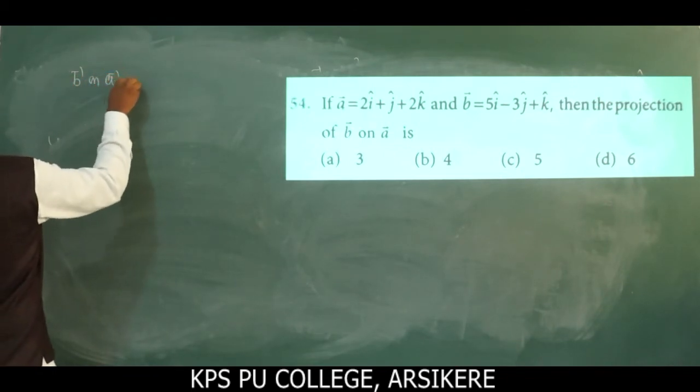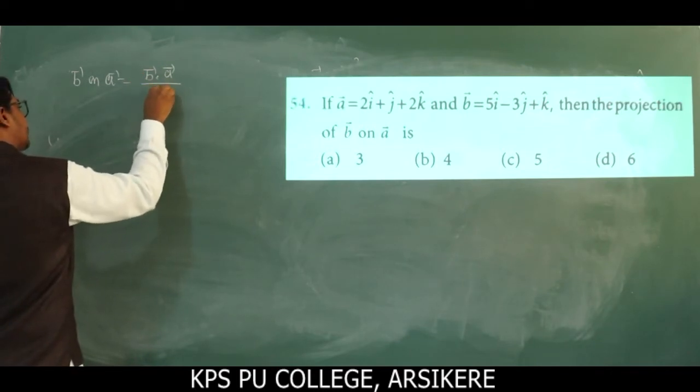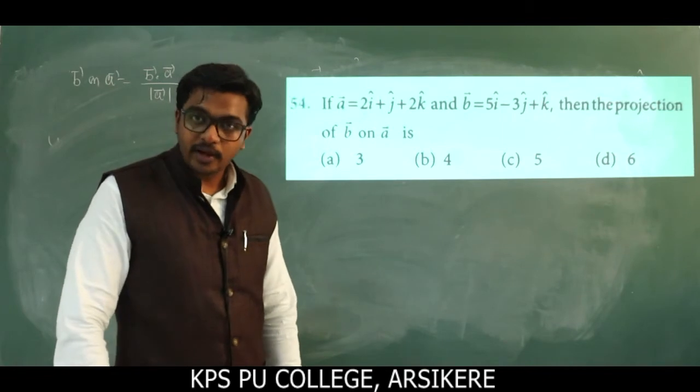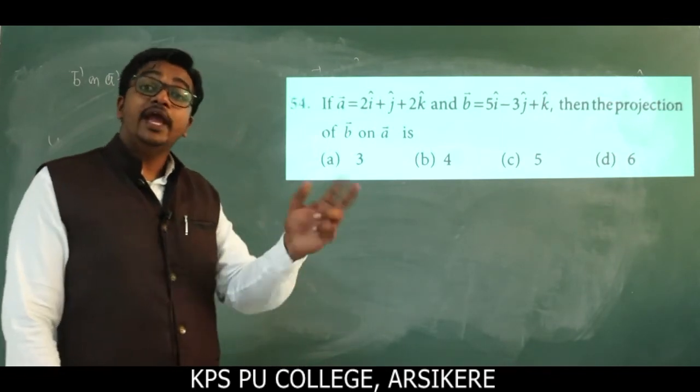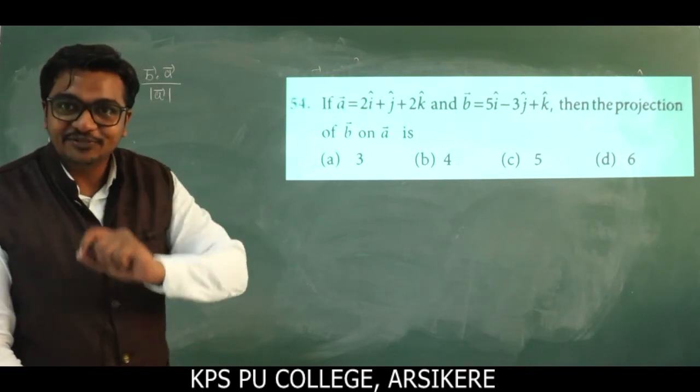So this becomes vector B dot vector A divided by magnitude of vector A. That's it. Vector B dot A divided by magnitude of vector A. Suppose A and B, then A dot B divided by magnitude of vector B.